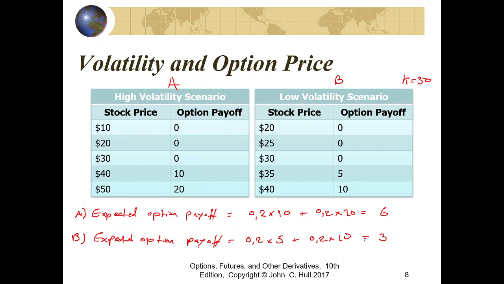So this proves that the option with the high volatility will have a higher expected payoff. And if it has a higher expected payoff, shouldn't we expect it to also have a higher price? The answer is yes.